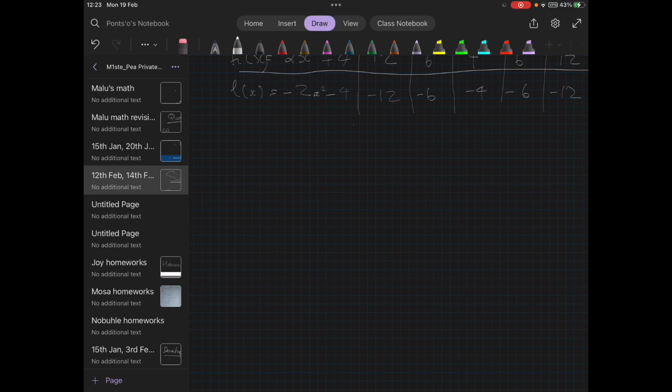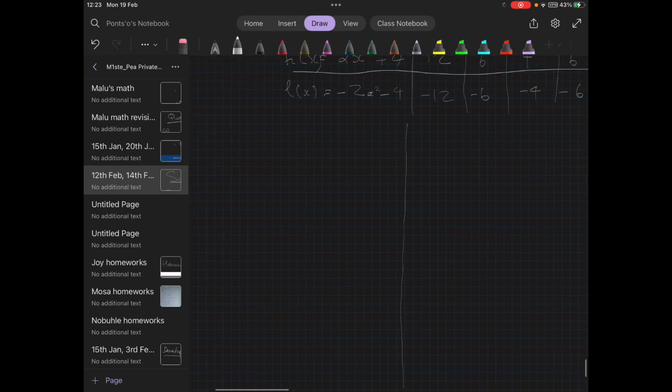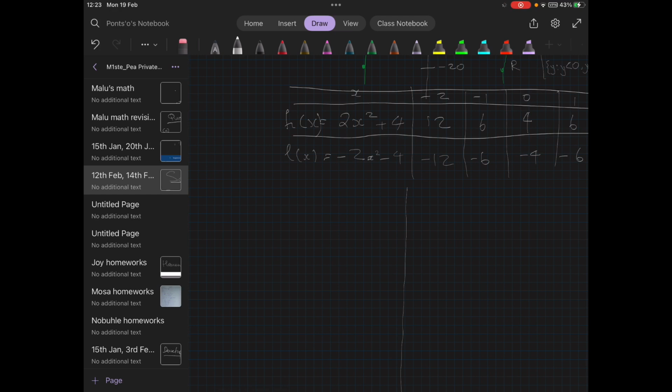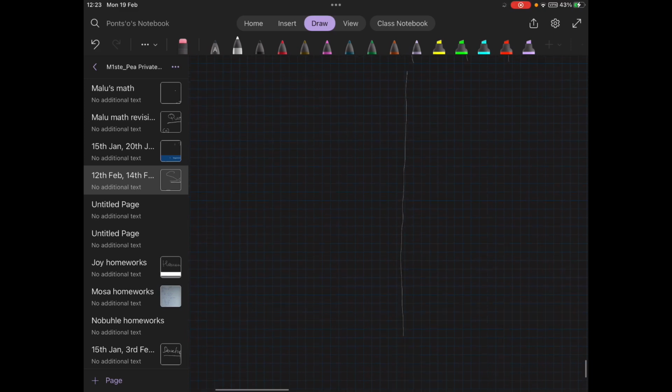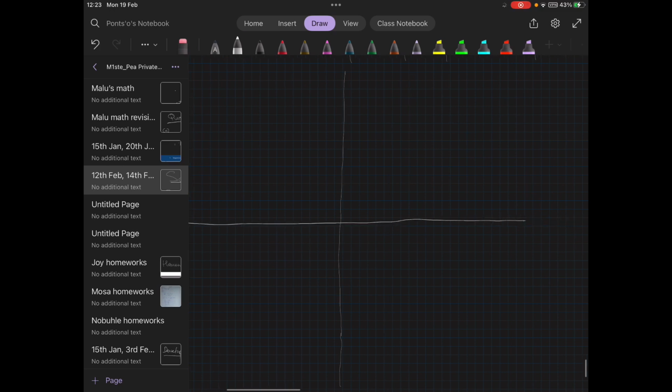Now we are going to plot. So are you noticing that as we plot these, how long our y-axis is going to stretch depends on 12 and negative 12? Yes. Alright, so that means somewhere in the middle of that line, we can say that's our x-axis.